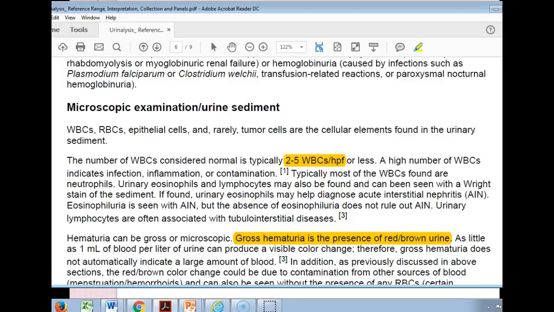WBCs, this is per high-powered field. This is a microscopic exam, which is not something most of us do in the office. You're going to send that out to a lab. This is just a repeat of telling us that on our lab slip, we're going to see that if they have less than 5 WBCs per high-powered field, we're probably not going to think it's an infection.